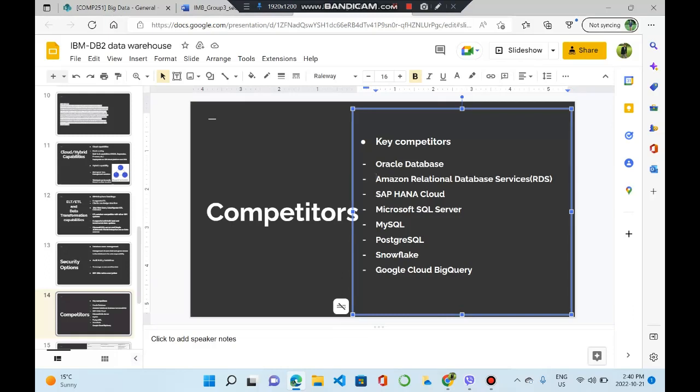and Google Cloud BigQuery. BigQuery is a fully managed data warehouse service that enables scalable analysis over petabytes of data. It is a platform as a service that supports querying using ANSI SQL. It also has built-in machine learning capabilities. So these were the competitors of IBM DB2.